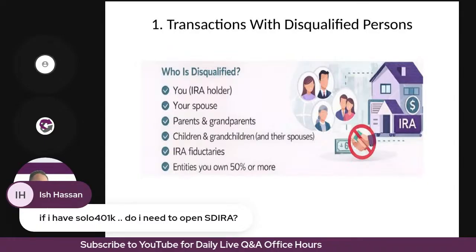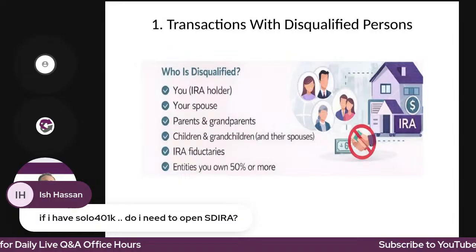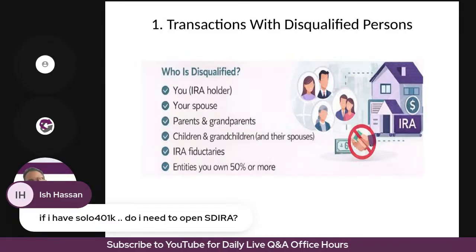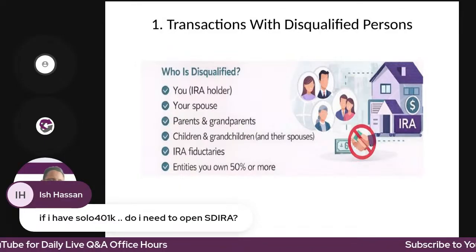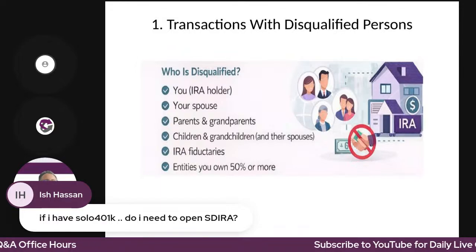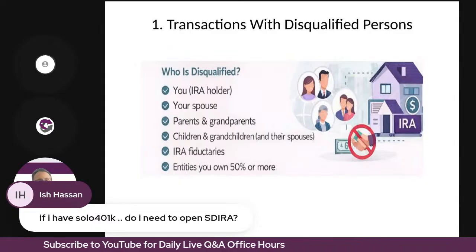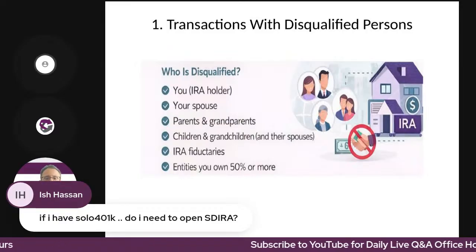So transactions with disqualified persons. Well, your IRA cannot engage in certain transactions with individuals or entities known as disqualified persons. And again, a lot of these rules also carry over to a self-directed solo 401k, especially when we're talking about disqualified persons. So those of you who also have self-directed solo 401k plans, you want to listen carefully.